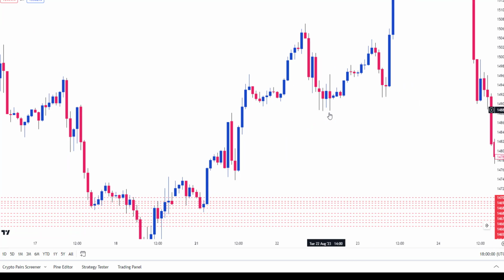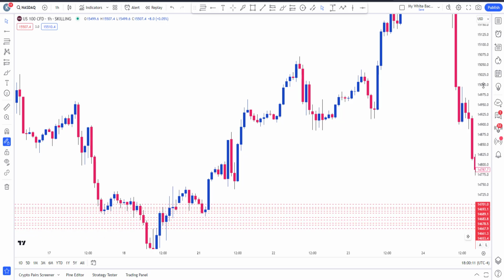Do we consider this as a rejection block? Let's see. The bodies of the candle is here. This is not a rejection block. Price has not traded into that area. So you can find rejection blocks quite easily.